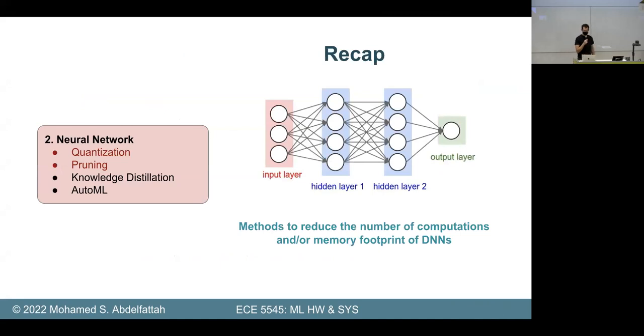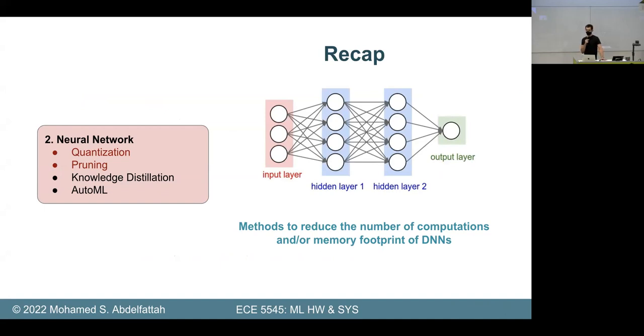Okay, so where are we now? We are in the second module talking about neural networks and how we can optimize neural networks to make them more efficient, regardless of what hardware they're going to run on. So the first thing we talked about is quantization, how to use a smaller number of bits to represent numbers in a neural network.